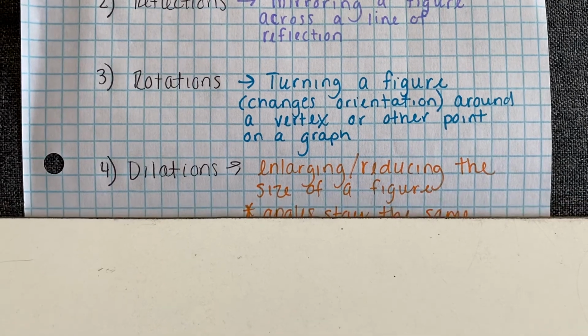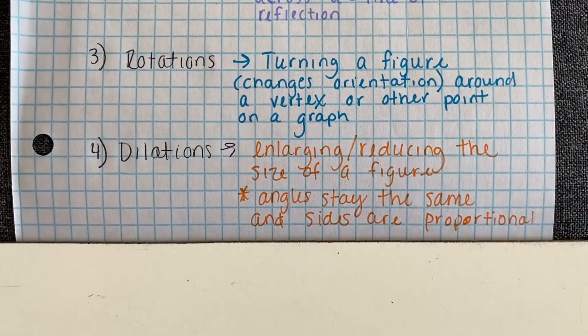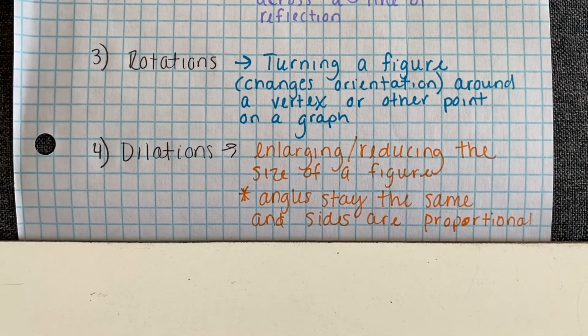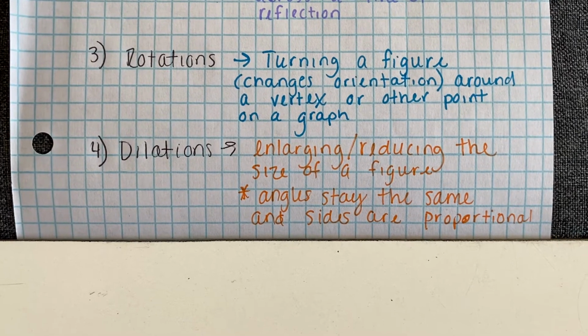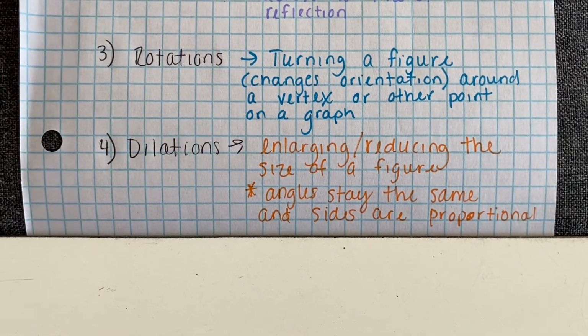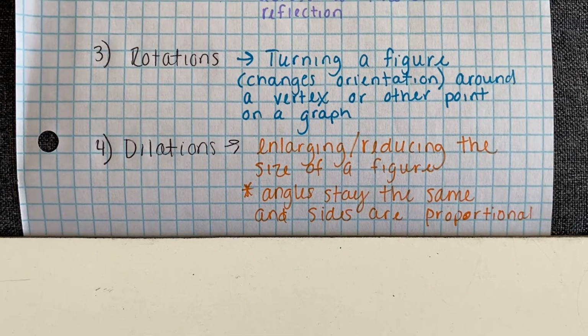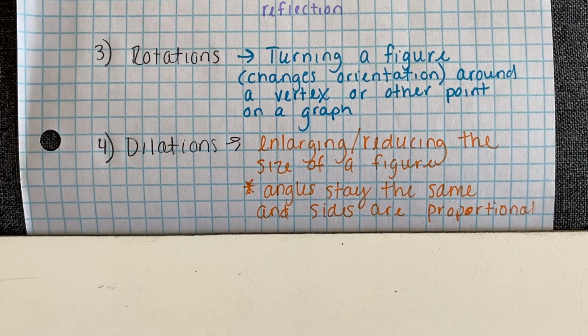And the last one is a dilation. I always think of going to the eye doctor whenever they put the drops in your eye and it makes your pupils get really big. That is a type of enlargement. So there's 2 types of dilations. There's enlarging and reducing. Enlarging makes something get bigger, and reducing makes it get smaller.